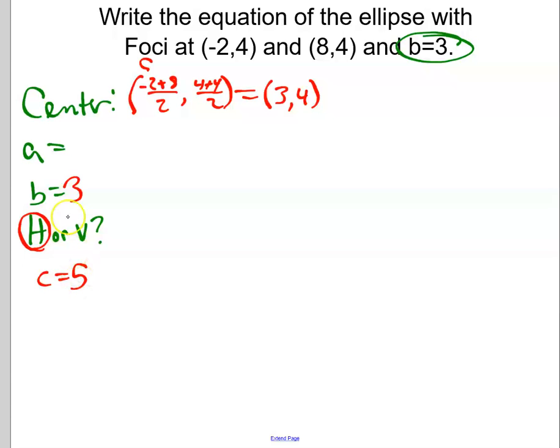Now, once again, I have my b and my c, so I can use that to find the a. a squared minus 9 equals 25. Add 9 to both sides. a squared equals 34. So a equals the square root of 34.